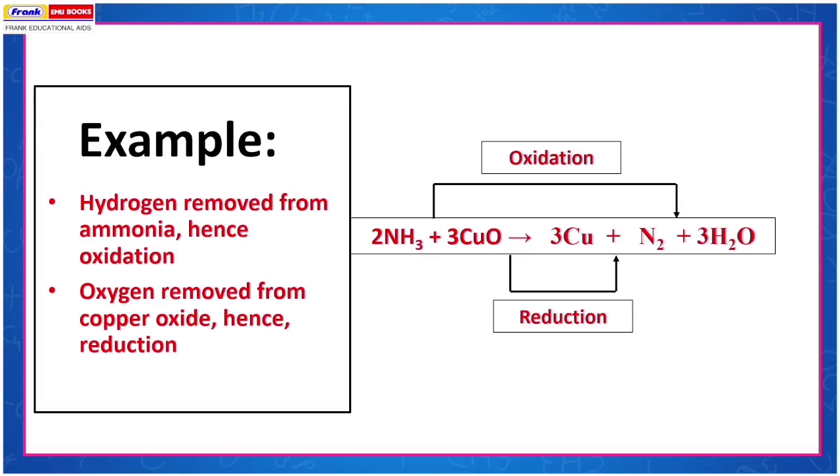2NH3 plus 3CuO gives 3Cu plus N2 plus 3H2O. Here hydrogen is removed from ammonia, hence oxidation, while oxygen is removed from copper oxide, hence reduction.